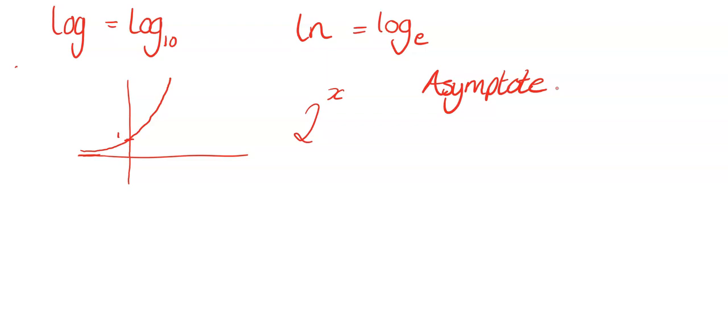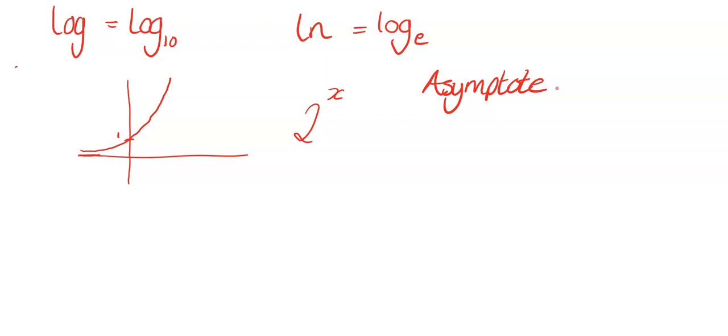If you imagine a tan graph, every odd 90, it goes up, and then you have those dotted lines that come down, and then the graph starts again, and goes up, and then dotted lines. Those dotted lines are asymptotes. And on here, your dotted line is actually across the x-axis.